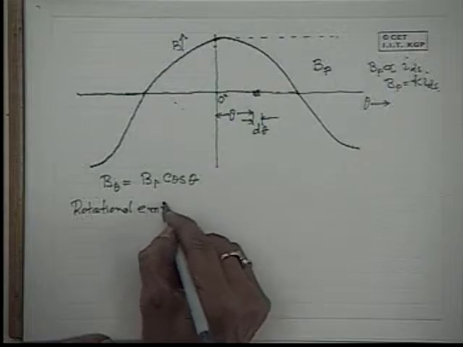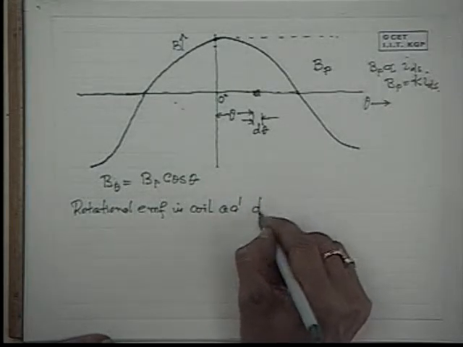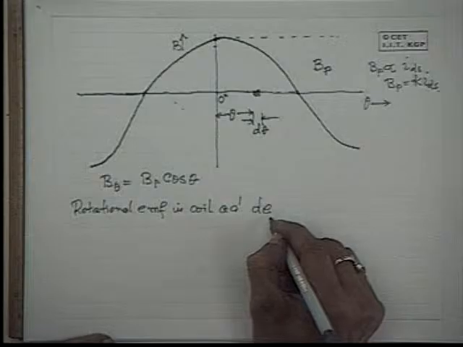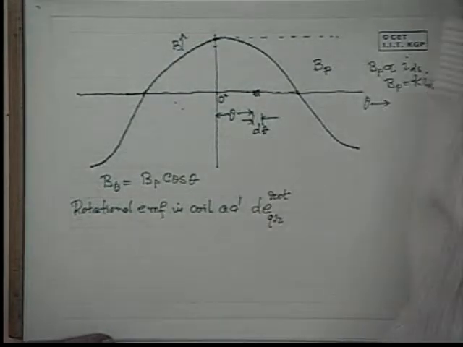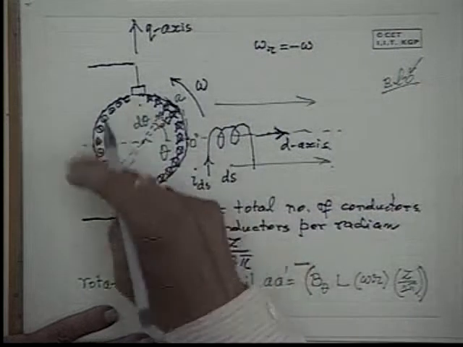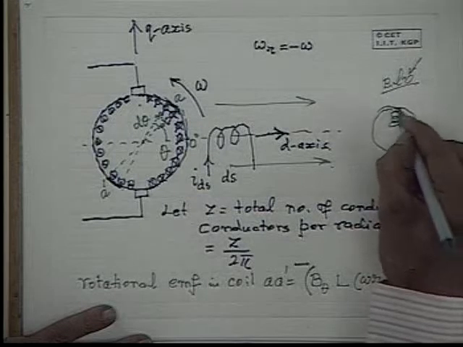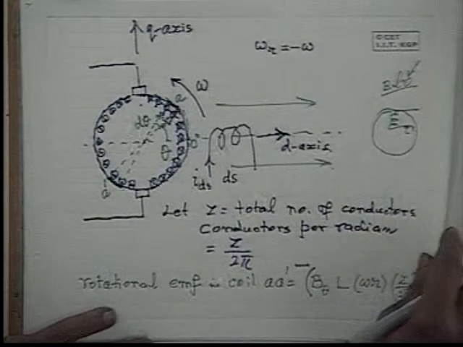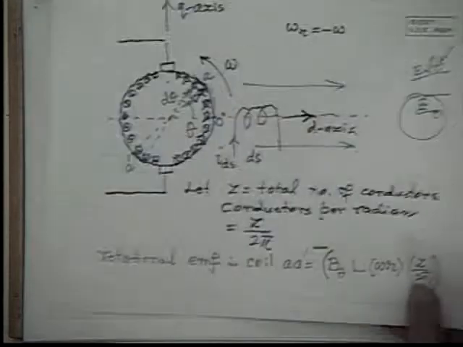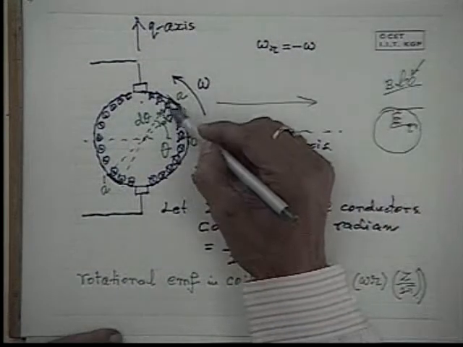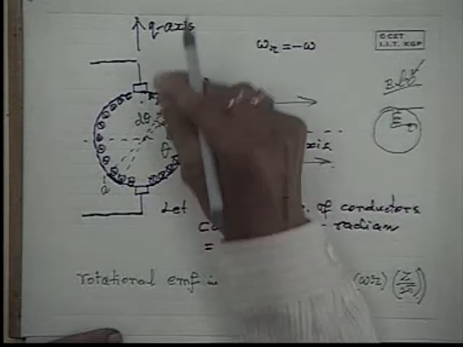Rotational EMF in coil AA dash, what we designate as DE q, are rotational. Why? Because this winding, the armature winding, is equivalent to your qr winding. That is why it is qr rotational. DE means the rotational EMF in the conductors spanning d theta. That is why DE is elemental.